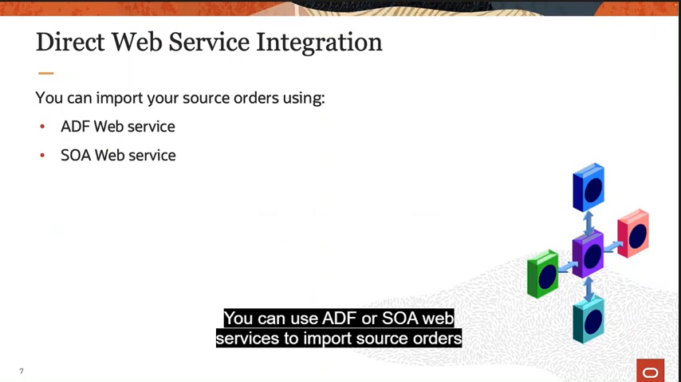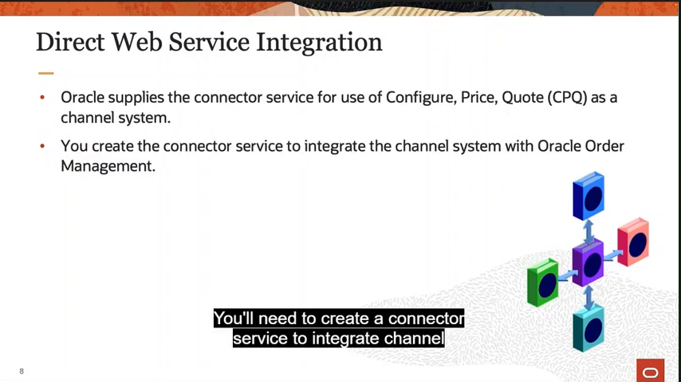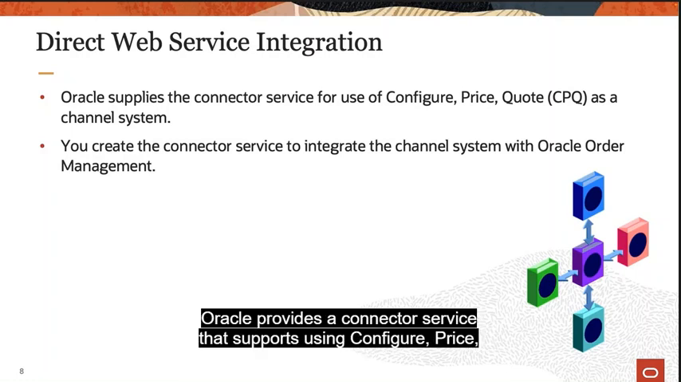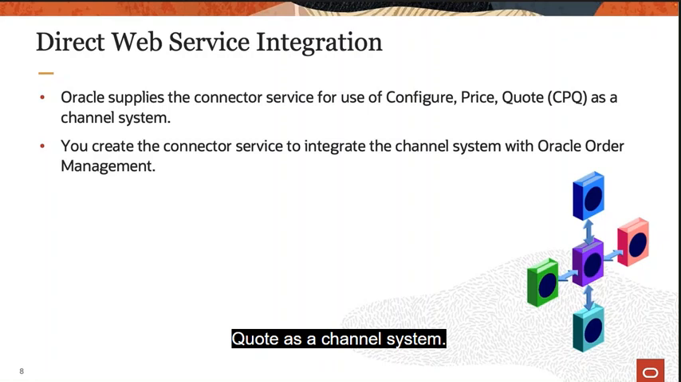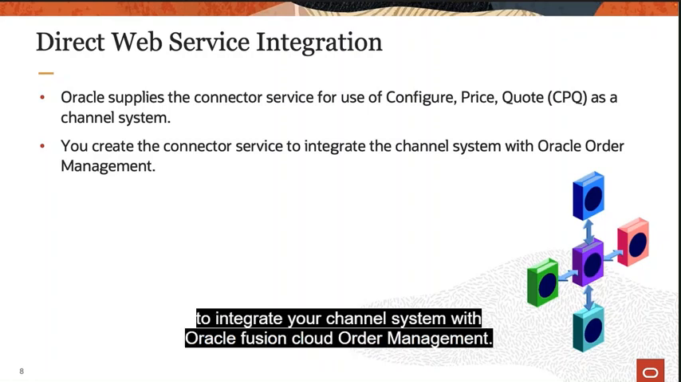You can use ADF or SOA web services to import source orders as part of direct web service integration with your order management implementation. You'll need to create a connector service to integrate channel systems with Oracle Order Management. Oracle provides a connector service that supports using configure price quote as a channel system. You then set up and configure that connector to integrate your channel system with Oracle Fusion Cloud Order Management.